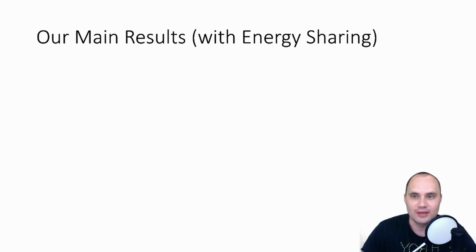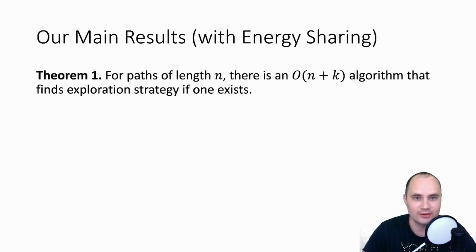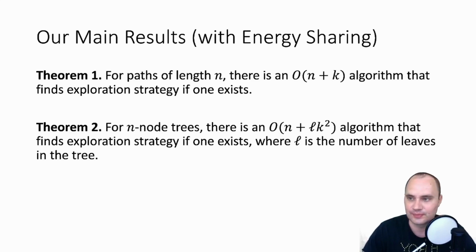Okay, so our main results with energy sharing: we show that for paths of length n, there is an order n plus k algorithm that finds an exploration strategy if one exists. Recall that k refers to the number of agents. In another result, we show that for n-node trees, there is also an efficient algorithm, but its time complexity is n plus lk squared, where L is the number of leaves in the tree.